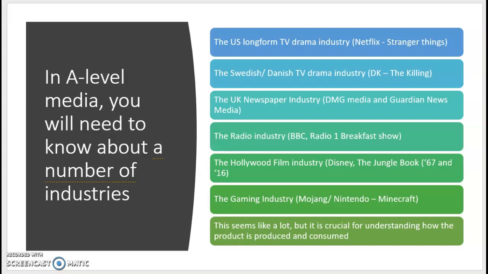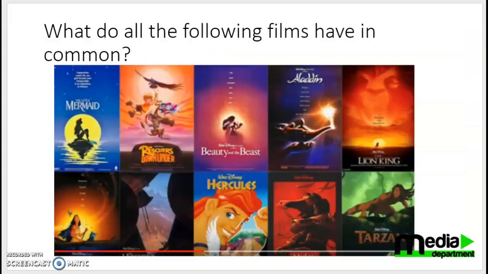Now what I want us just to have a little think about and focus on now is Disney, and this is what we will be going on to look at when we are studying it. There are a number of films on the screen in front of you there. I want you to think about, what do they all have in common? So just have a little think to yourself.